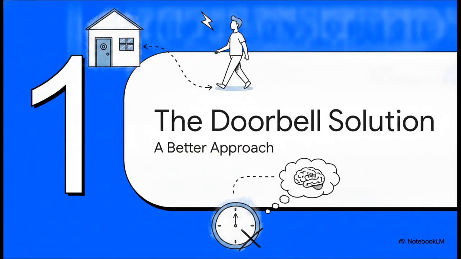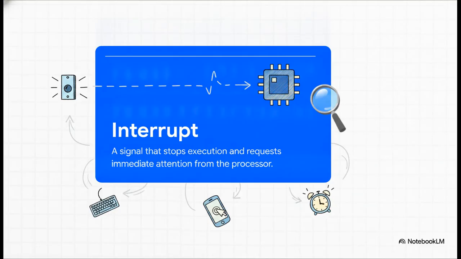So let's move to section 1, the doorbell solution. So what is the ultimate fix for this whole polling problem? Well, it's a doorbell. An interrupt is exactly that, a literal doorbell for your processor. It's a signal that temporarily stops normal program execution and requests immediate attention. You don't have to waste energy constantly checking the door every few seconds anymore. You just go about your normal business and wait for the ring.